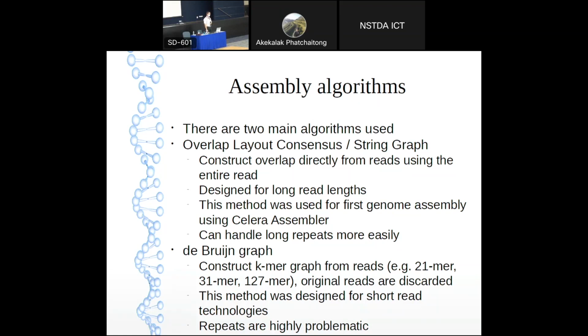So the idea here is to break each read down into smaller fragments, which we call k-mers, and the original read is then discarded, and then the k-mers are aligned and assembled. This method was designed for short read technologies, which means that repeat sequences are highly problematic.